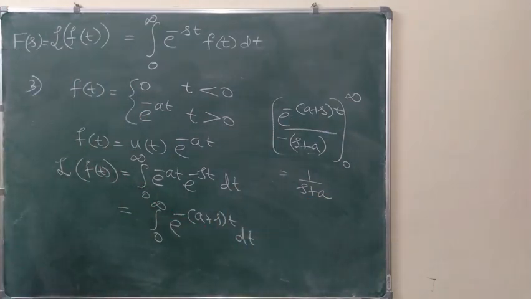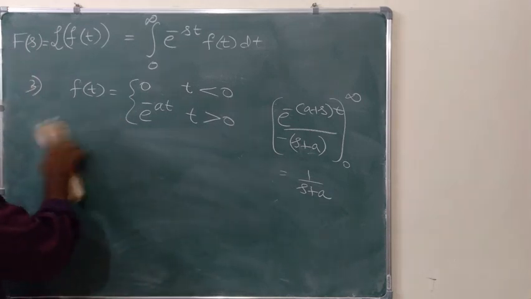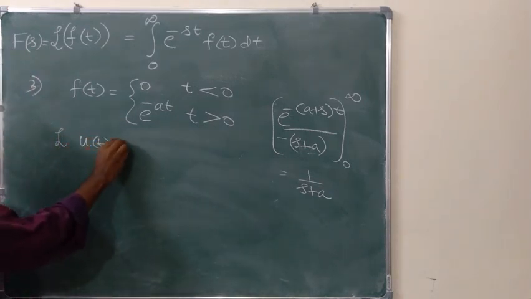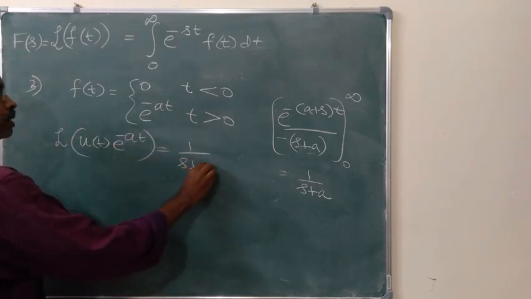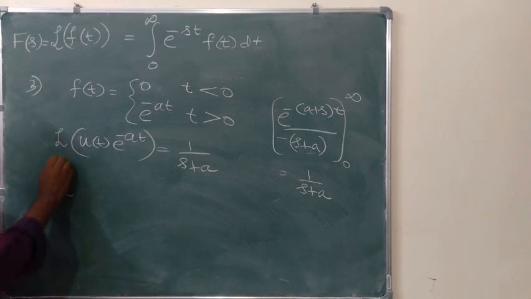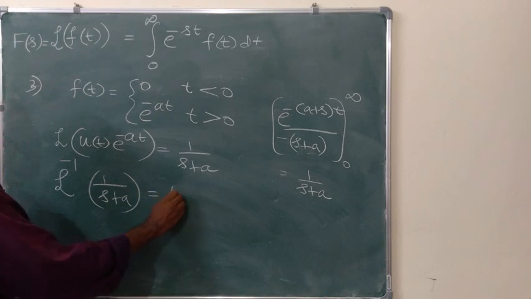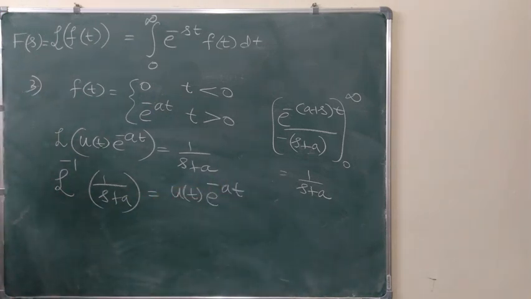So the Laplace transform of u(t) e to the power minus at is 1 by s plus a. And therefore the inverse Laplace transform of 1 by s plus a is equal to u(t) e raised to minus at.